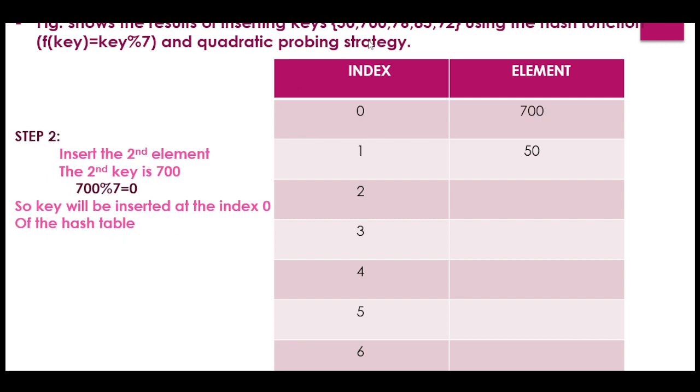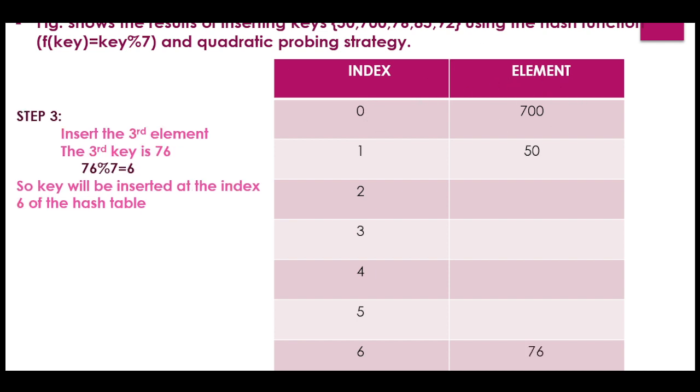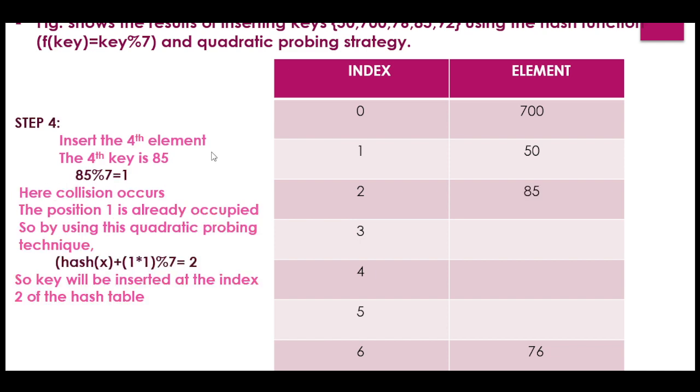Insert the second element, 700. With the table size 7, 700 mod 7, we get 0. In index 0, element 700 can be inserted. Third element we have is 76. 76 mod 7 is 6. So the key will be inserted at the index of 6 of the hash table.